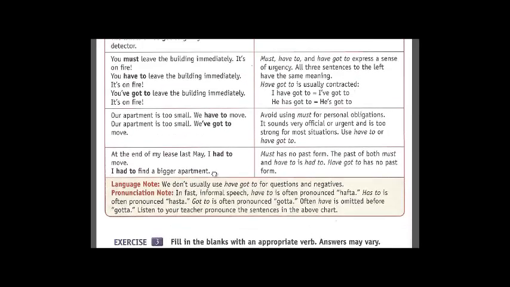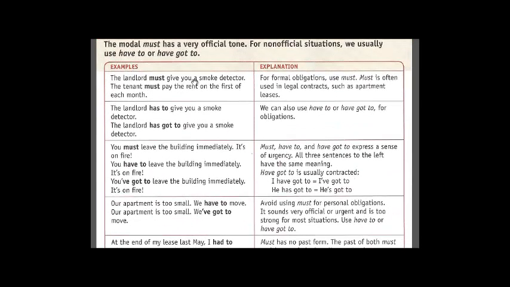So let's repeat again. The landlord must give you a smoke detector. The tenant must pay the rent on the 1st of each month. The landlord has to give you a smoke detector. The landlord has got to give you a smoke detector. You must leave the building immediately. It's on fire. You have to leave the building immediately. It's on fire. You've got to leave the building immediately.